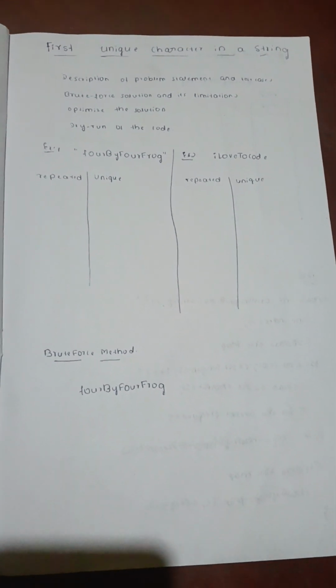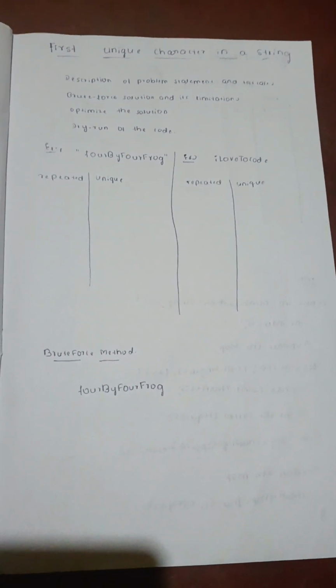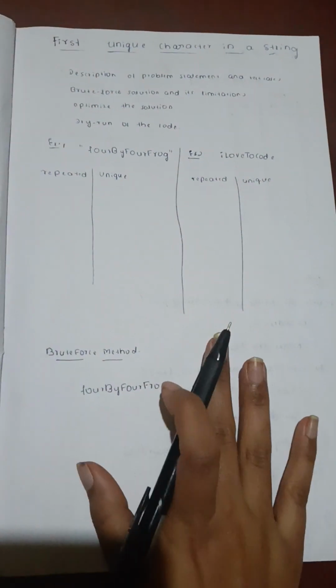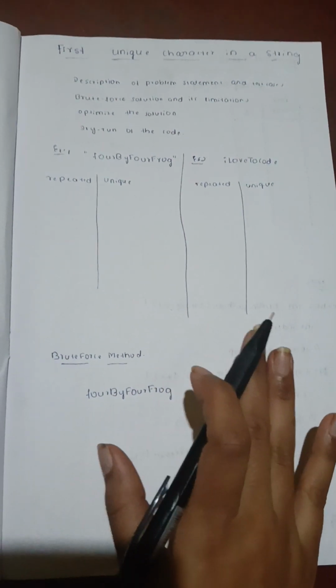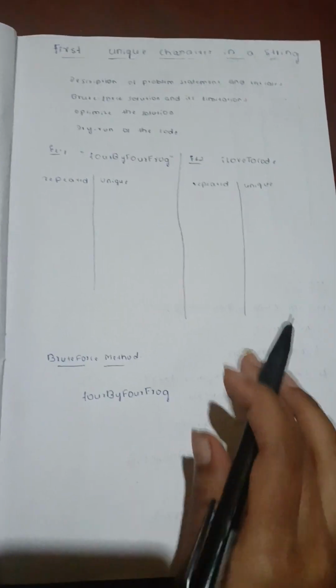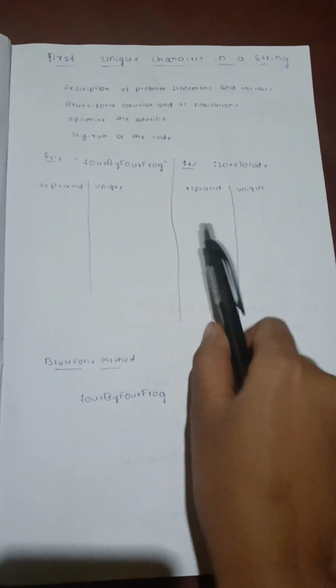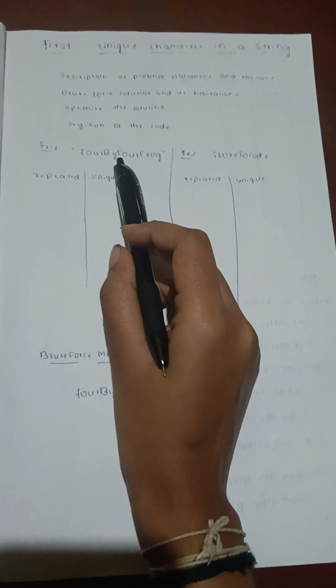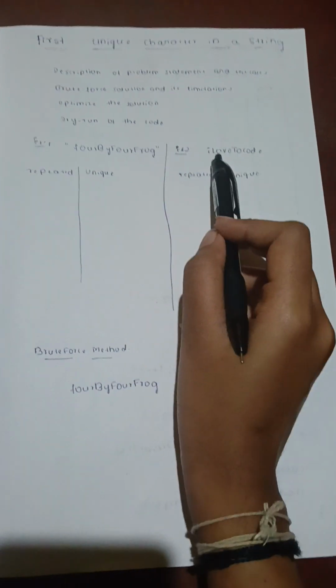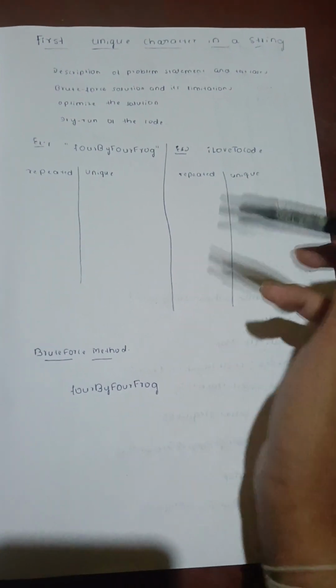In this video, let's see the description of the problem statement and the test cases, brute force solution and its limitations, optimize the solution and dry run of the code. Let's see two examples to understand what the first unique character concept in a string is. Example 1, "fourfrog", and example 2, "I love to code".